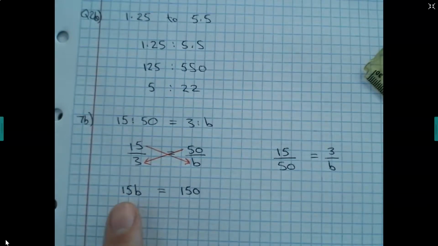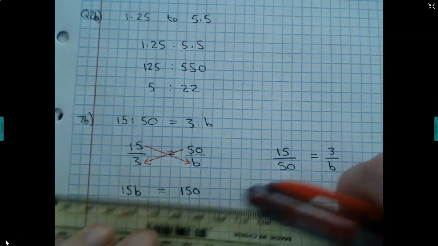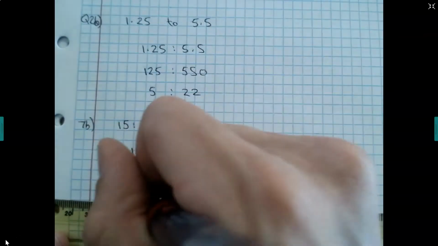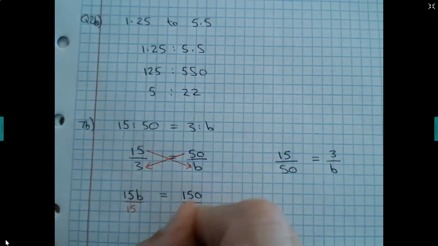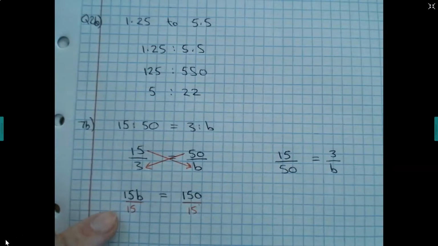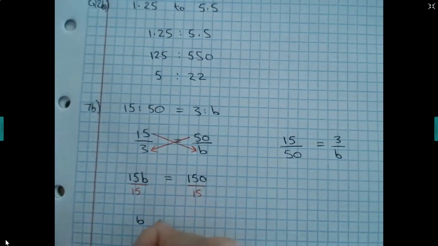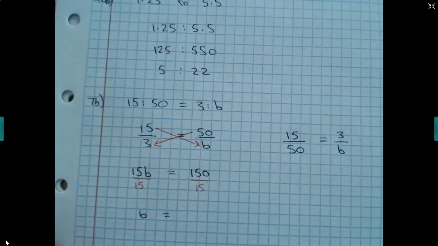Now we don't want 15b, we want b all by itself, so we need to try and get rid of this 15. So what we can do is divide both sides of the equation by 15. 15b divided by 15 just gives me 1, so on that side I'm left with b, because 1b is just b, which is equal to 150 divided by 15, which gives me 10. Alright, so our unknown value in that situation is 10.